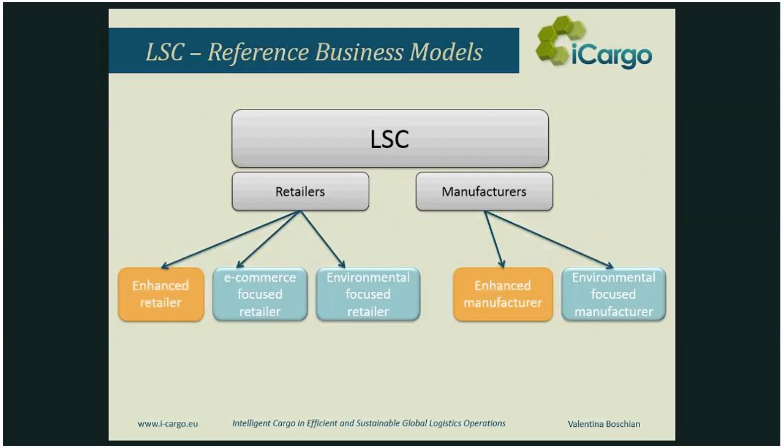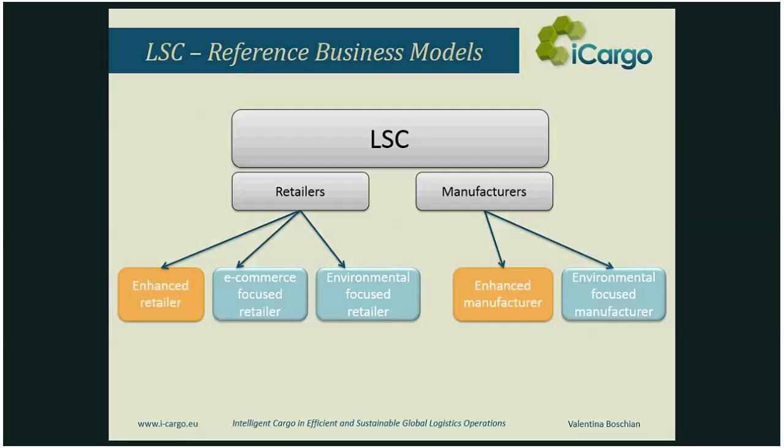I would like now to present you the different evolution of the iCargo business model. Starting from the LSE, we have considered two main categories, the retailers and the manufacturers. Let's see now the possible business model evolution of these two categories. Concerning the retailers, we have the enhanced retailers, the e-commerce focused retailer, and the environmental focused retailer. The enhanced retailers are retailers that want to enhance their business in terms of efficiency and improve customer services due to the impact of iCargo.